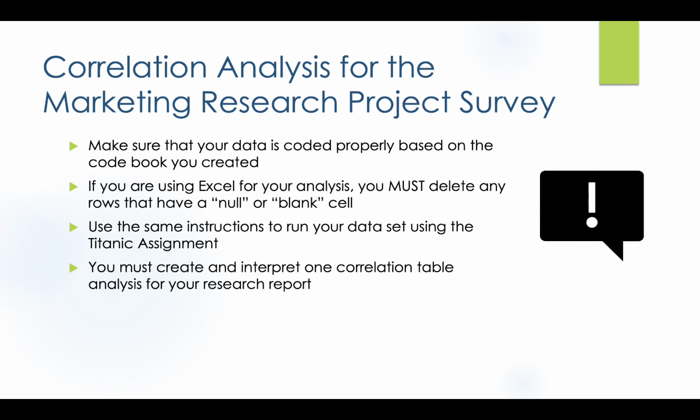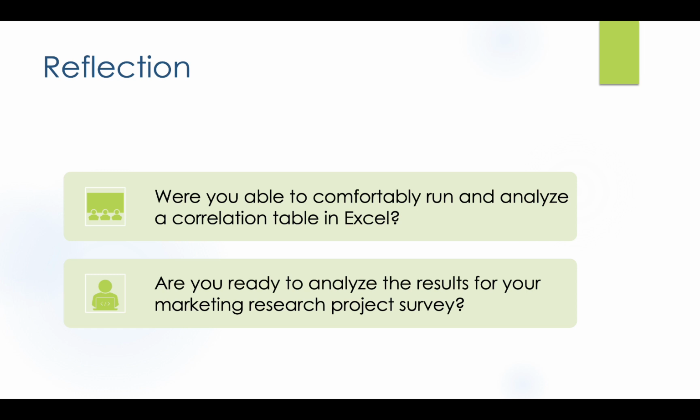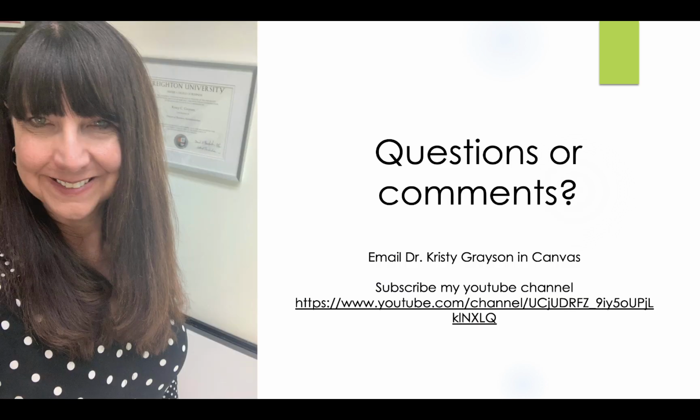And I would do this in a separate file because you want to keep your raw data clean. Use the same instructions to run your data set using the Titanic assessment. So you're going to use the same process for correlation, descriptives, and regression. You need to turn in just one correlation table for your research project, after you finish your Titanic analysis on all three. So were you comfortably able to run a correlation table in Excel on the Titanic? And are you ready to analyze the results for your marketing research project? Those are the things I want you to think about.